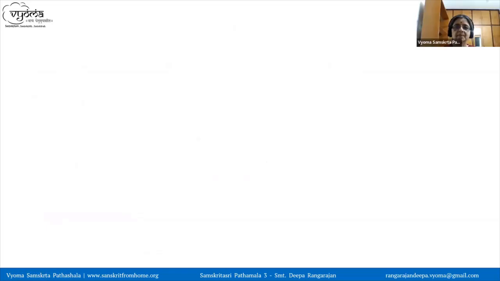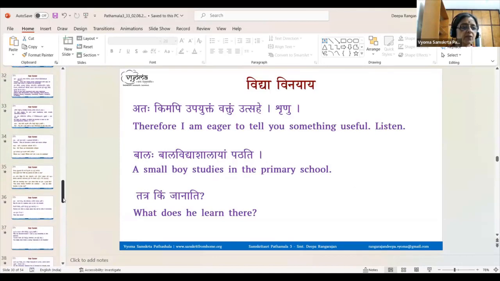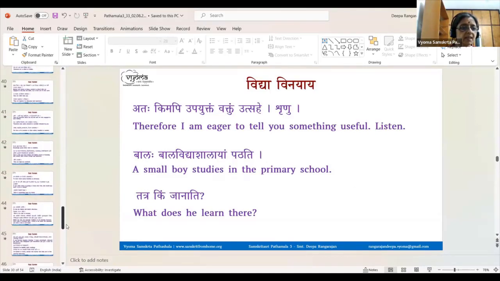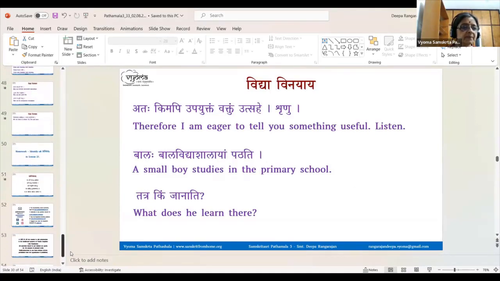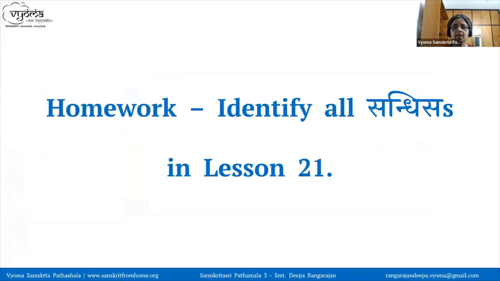We will stop here. As we have learned the Visarga Sandhi as well, as homework, you can try to do all the Sandhis in this lesson and also go through the lesson, so that when we do it in the next class, it will be useful. The homework will be to identify all Sandhis in lesson 21, which is Vidya Vinayaya. There are some questions. I'll take them before we leave.